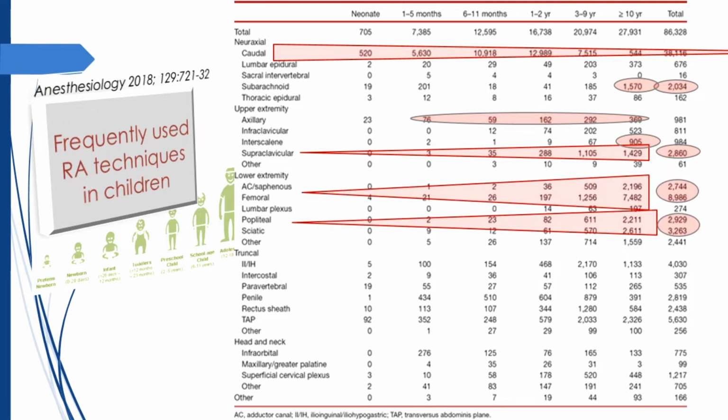In the lower extremity, it is the femoral or the saphenous nerve block in the adductor canal as well as the popliteal or sciatic nerve block. Truncal block has been uniformly used across all age groups depending on the indication. So the frequently used truncal blocks are the ilioinguinal-iliohypogastric (ILIH) and the TAP block.